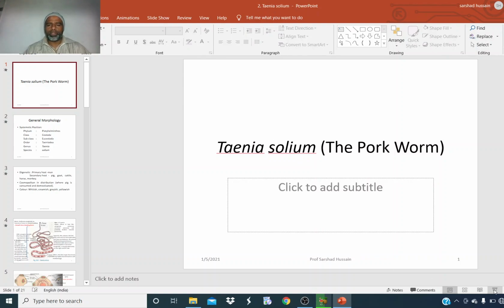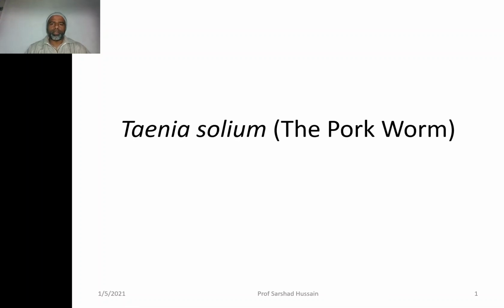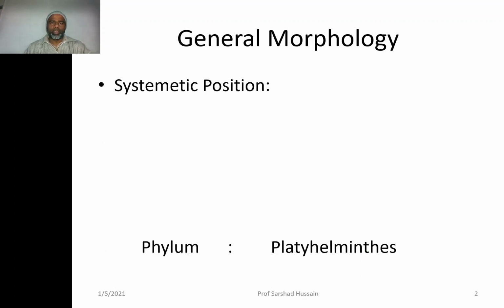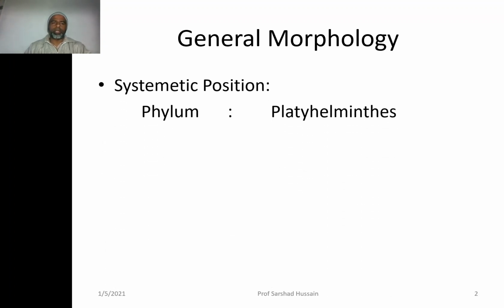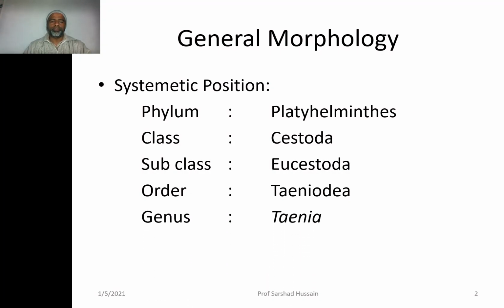Taenia solium is also called the pork worm because pork is the flesh of the pig, and it inhabits the flesh of the pig, so it is so called. As far as its systematic position is concerned, it belongs to phylum Platyhelminthes, class Cestoda, subclass Eucestoda, order Taenioidea, genus Taenia, species solium.